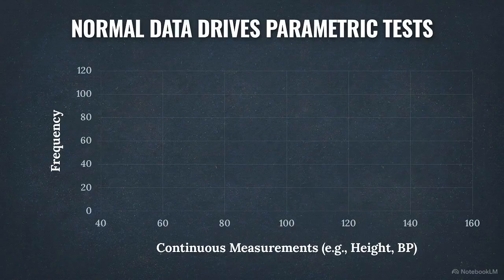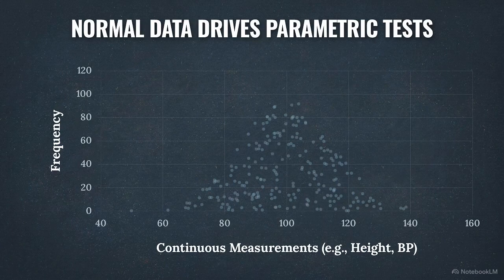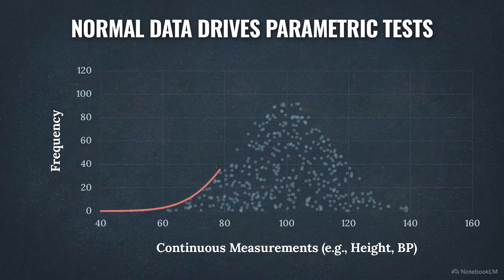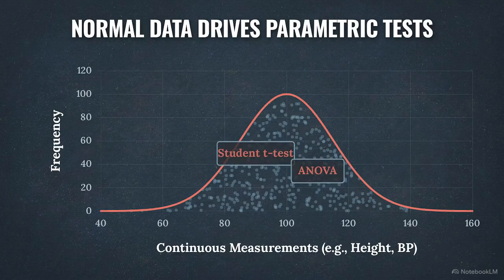When you record continuous numerical measurements, like charting a patient's exact height in centimeters or their blood pressure in millimeters of mercury, the data usually follows a normal distribution. That allows you to use parametric tests, like the student t-test or ANOVA.